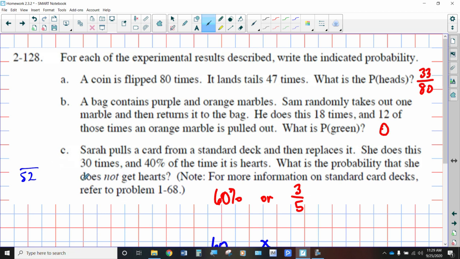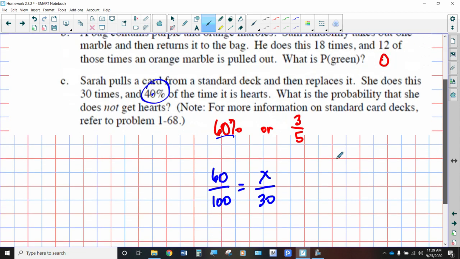Okay, well, we actually don't even need that right there. So we've got all the information we need right here. So if 40% of the time she got a heart, then the rest of the time, which would be 60%, would be not a heart. What work did I show down here? Do we really even need that? I guess maybe, maybe not. I don't know. So 60%, I think that's all we need. This probably isn't even necessary.